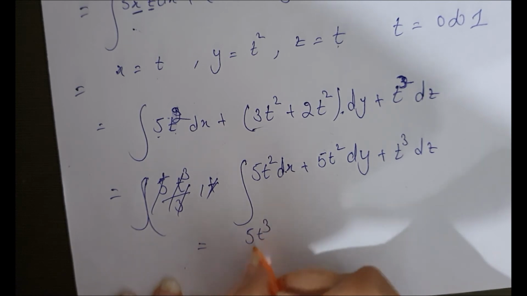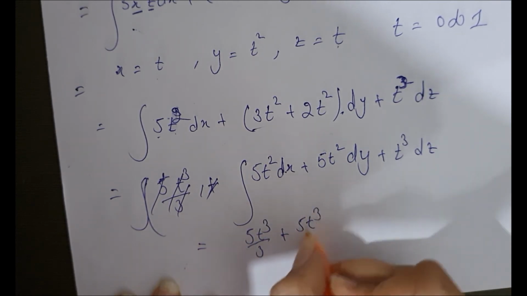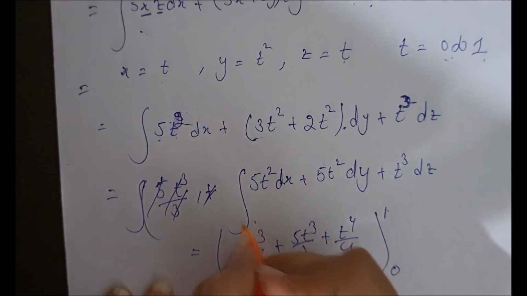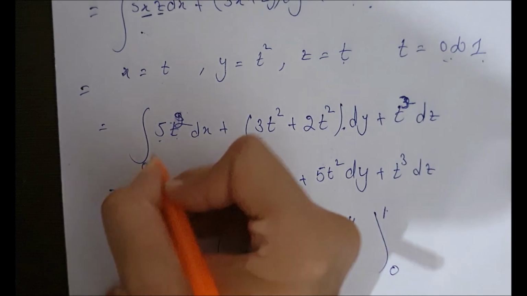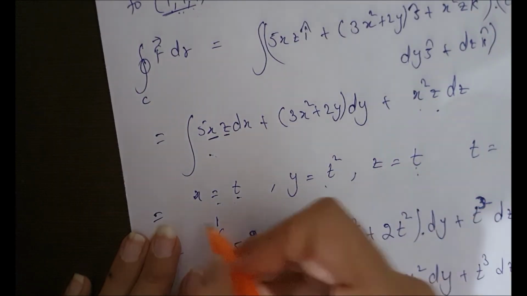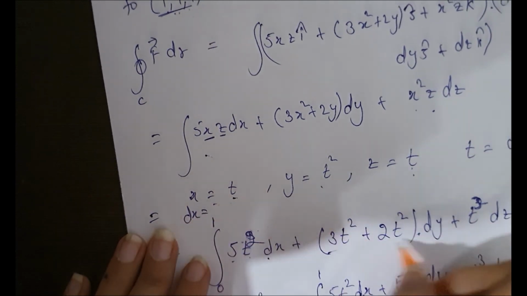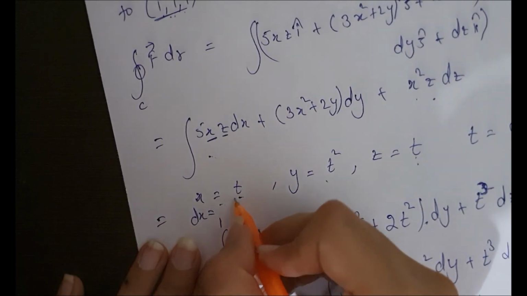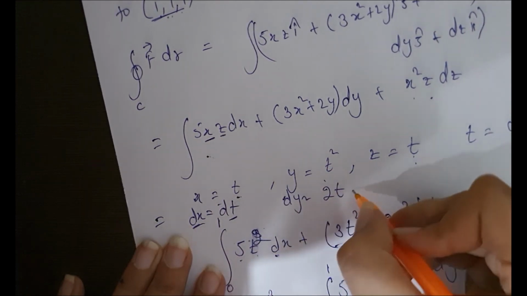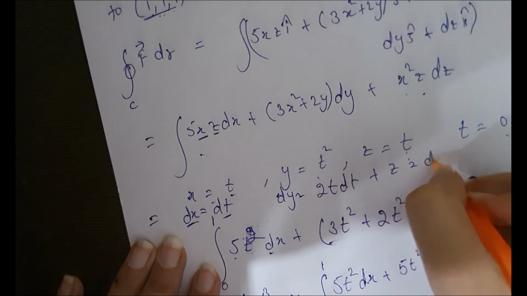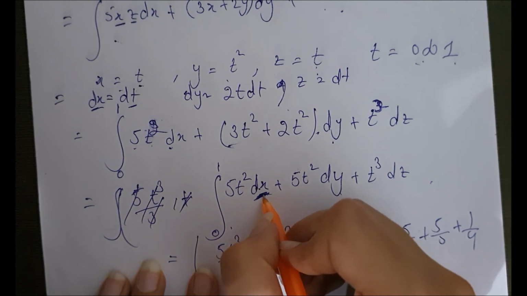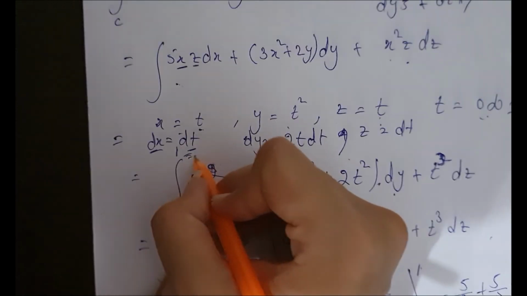It will be, t value is given 0 to 1. Put it here also, 0 to 1. Now I made some mistake. We have calculated the x, y and z value, but we forgot to calculate the dx, dy, dz value. So the dx value will be dt, the dy value will be 2t dt and the dz value will be dt. Here we can't solve it with dx, dy, dz. We have to replace it with t. So the dx value is dt.